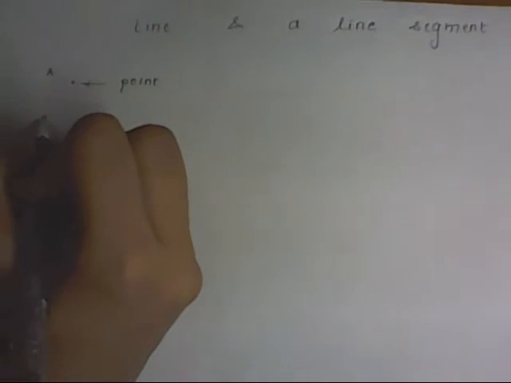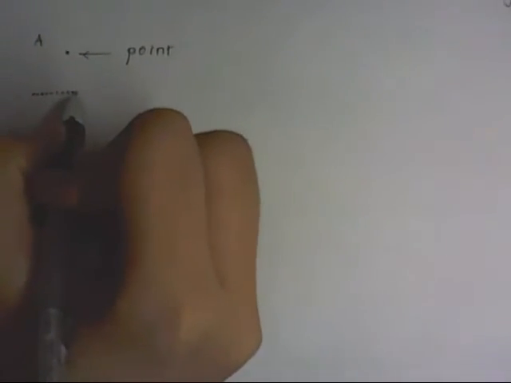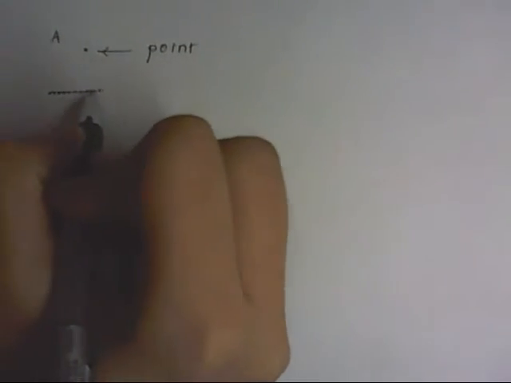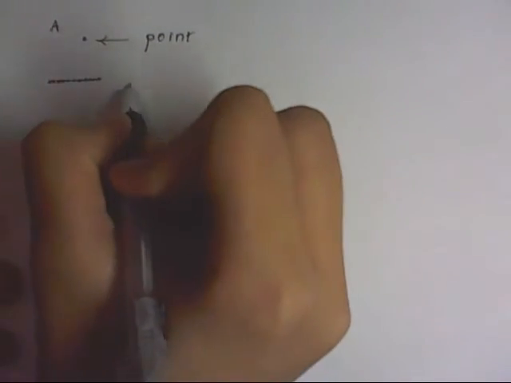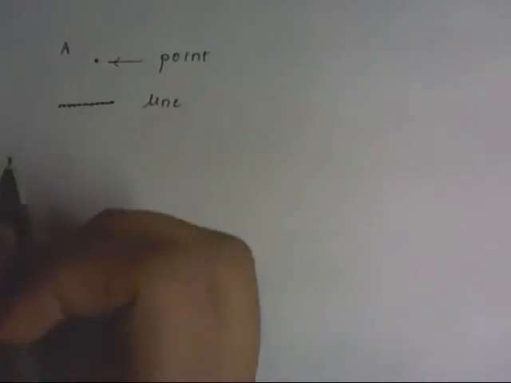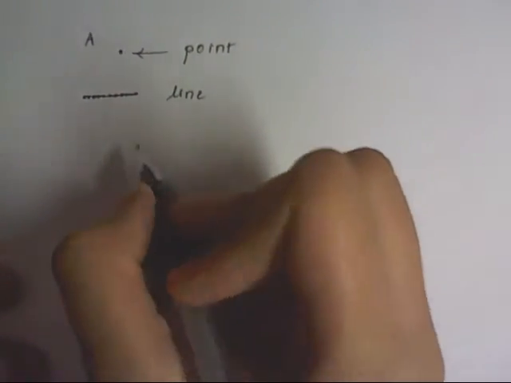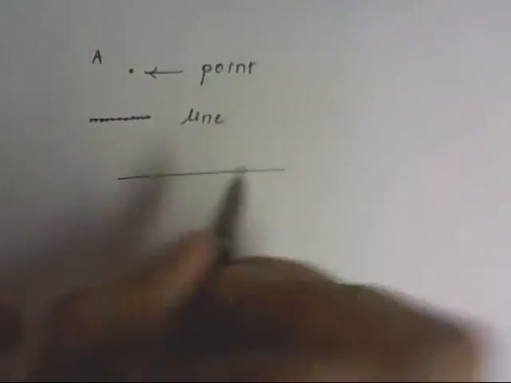So when a number of points are placed one after the other, then it forms a line. So what is a line? A line is nothing but a set of points which are kept one after the other. Now, how to represent a line? Let us consider this as a line.